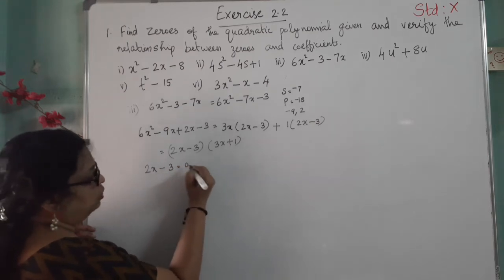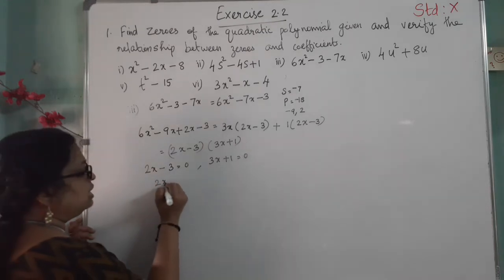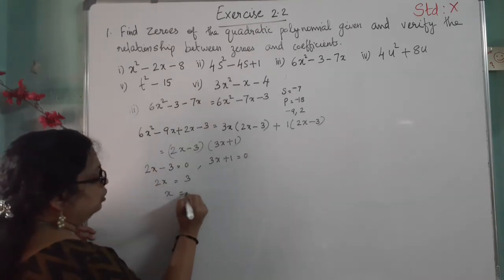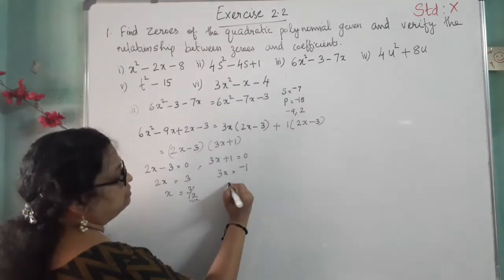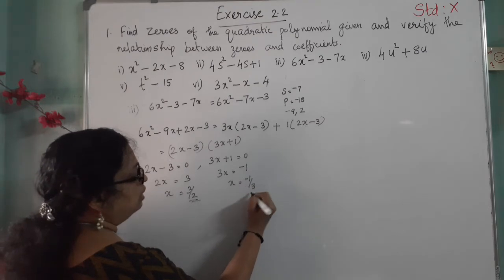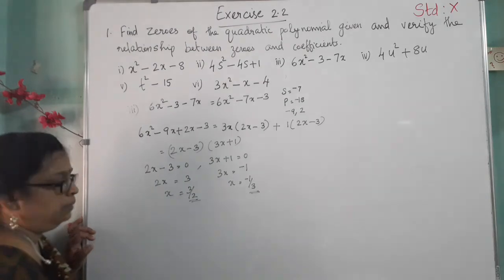2x minus 3 equal to 0, 3x plus 1 equal to 0. Then 2x equal to 3, x equal to 3 by 2. Here 3x equal to minus 1, x equal to minus 1 by 3. So the values of x are 3 by 2 and minus 1 by 3.